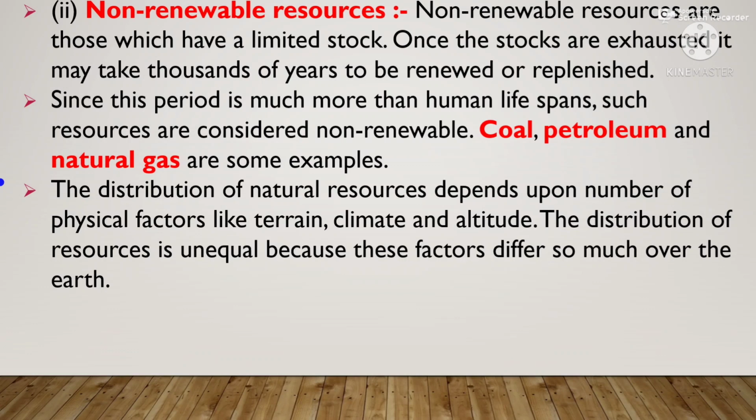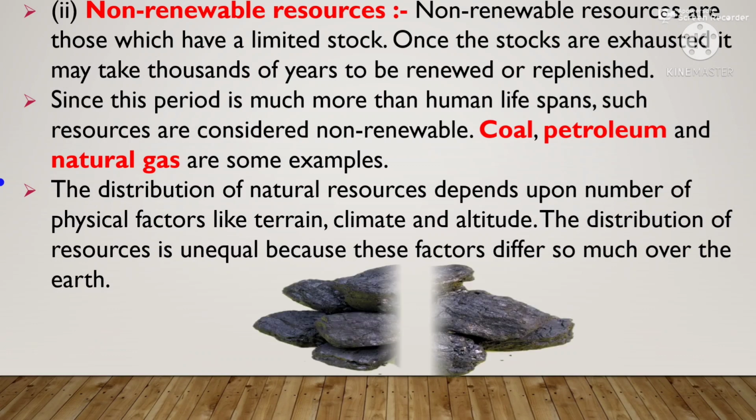So the distribution of natural resources depends upon a number of physical factors like terrain. Terrain means your landscape, that means your land. Then climate and altitude. Altitude means the height of the place from the sea level. This is called altitude. And the distribution of resources is unequal because these factors differ so much over the earth. So this is the picture of coal, which is a non-renewable resource. Okay, these are limited.